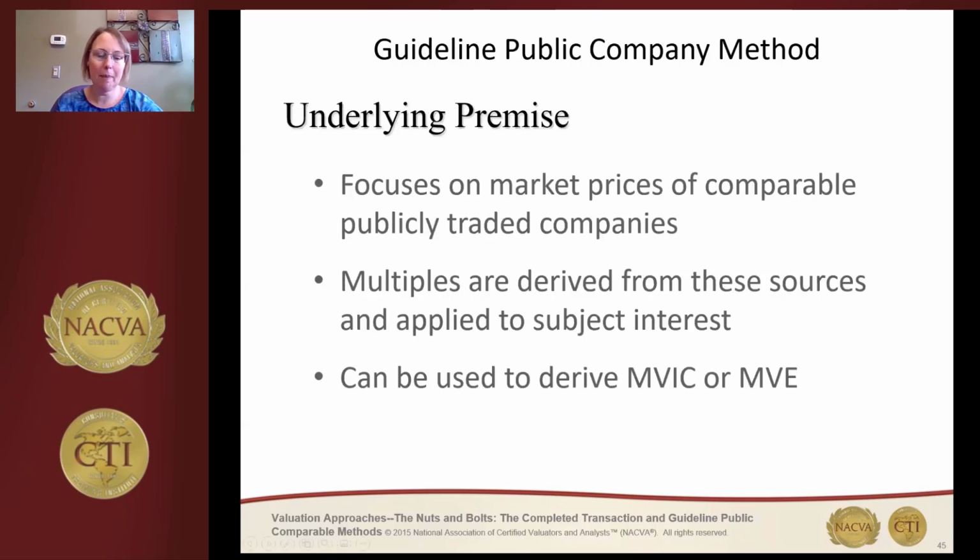So now the Guideline public company method. This focuses on market prices of comparable publicly traded companies. So now, again, the data here is going to be some pretty good data, right? It's publicly traded. We know that that data is accurate. That's out there. Multiples are derived from sources and applied to the subject interest. And we can use it to arrive at market value of invested capital or the market value of equity.